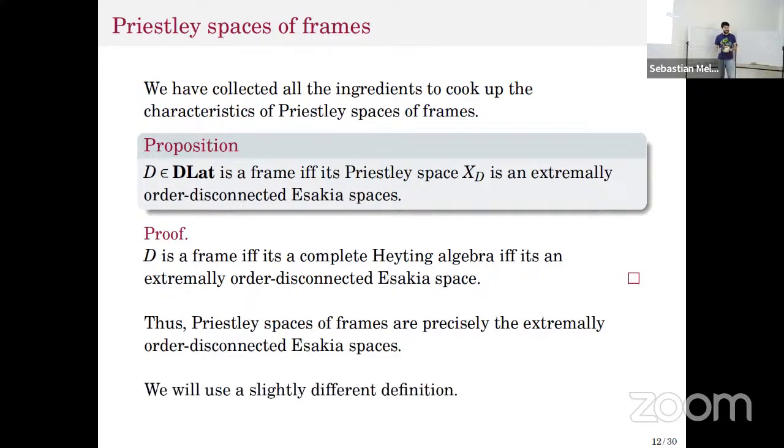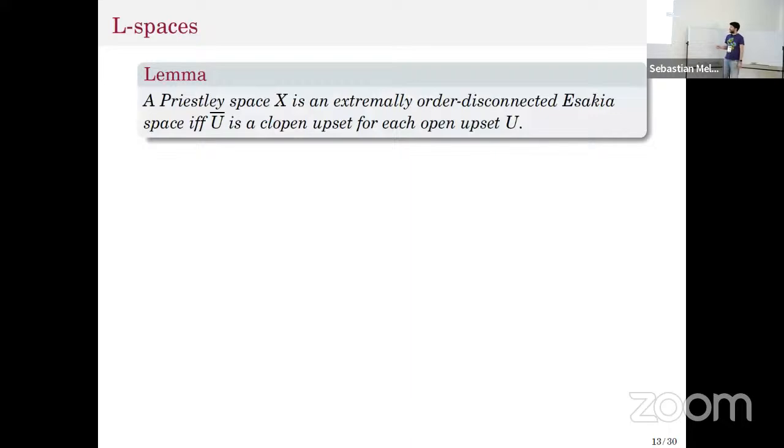I want to make the definition slightly simpler than that. So I will use this lemma. A Priestley space X is an extremely order disconnected Esakia space if and only if the closure of U is a clopen upset for each open upset U.